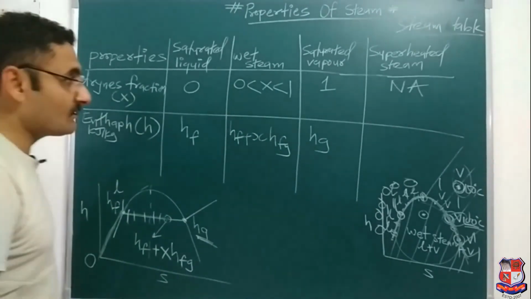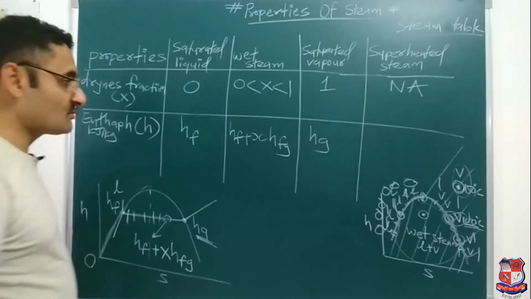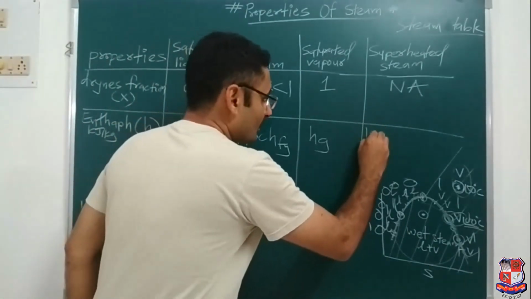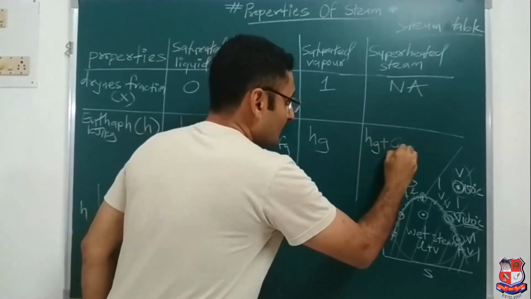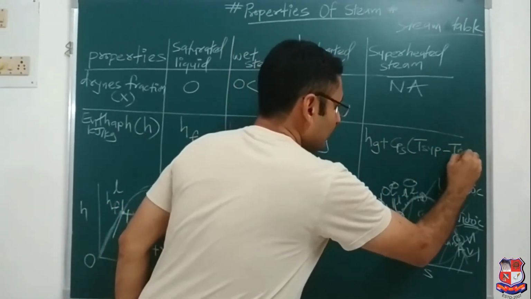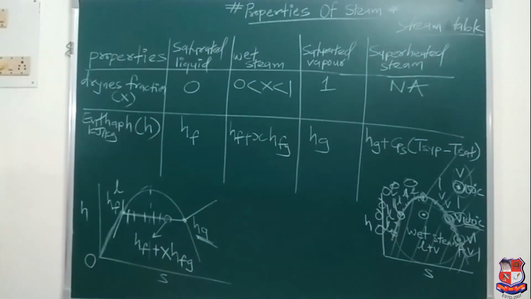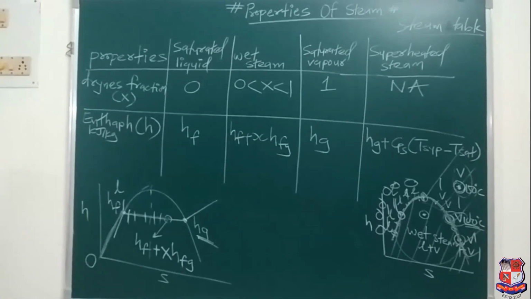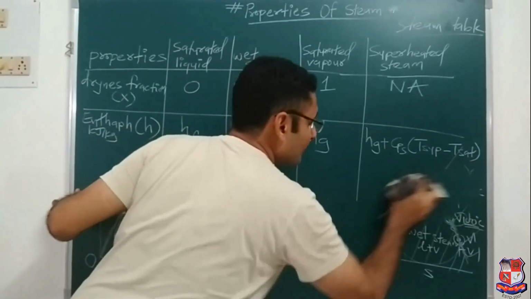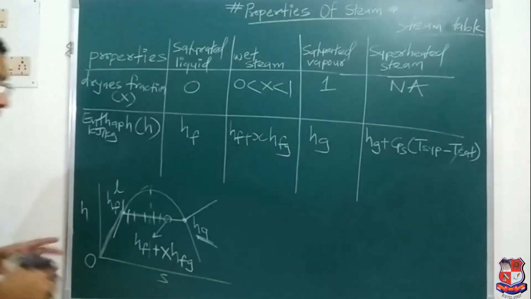Now next we will go for superheated steam. So what is the enthalpy for superheated steam? It is Hg plus Cps, T superheated minus T saturated. Now how you will write it: Hg plus Cps times T superheated minus T saturated, that type of equation. This equation you have to remember properly.